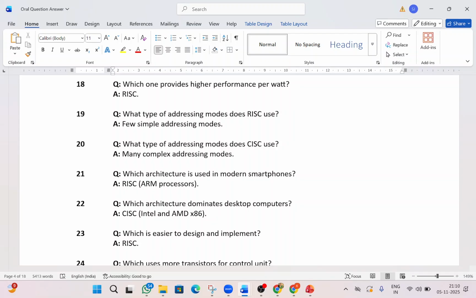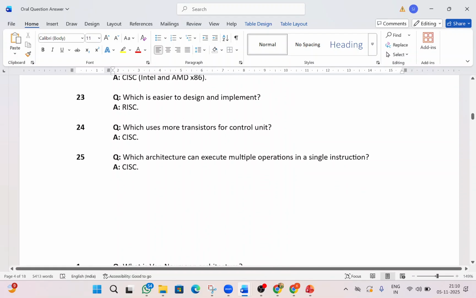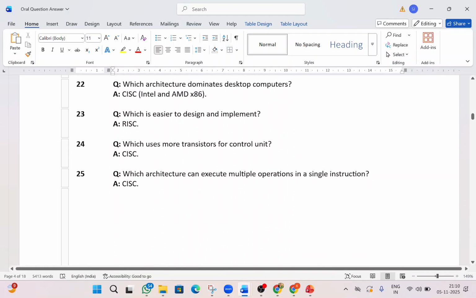Okay. The next question is number 23, which is easier to design and implement? Which architecture? That is RISC architecture. It has a simple instruction set and simple control logic, which makes the design and optimization much easier. So RISC is the answer.